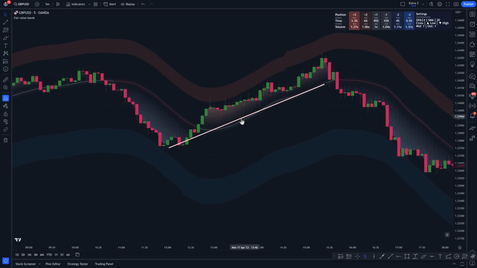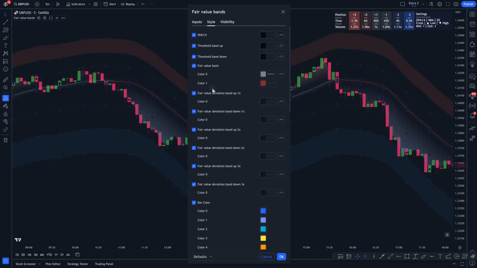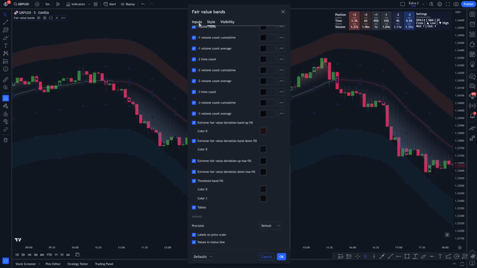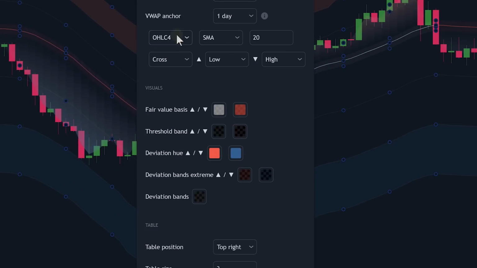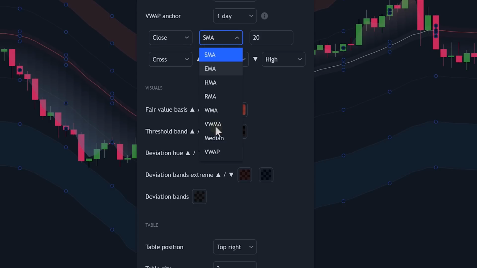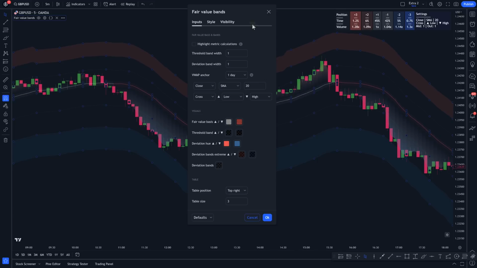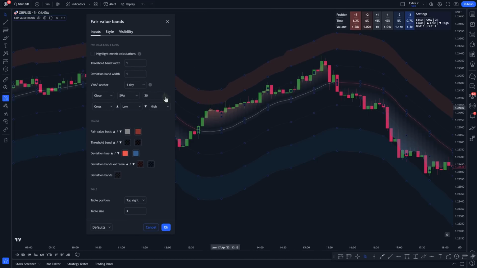Now, looking at the settings of this indicator, we can see that there are a ton of customizations. But the first one that we're gonna change is the data source. We're gonna be using the close price of a simple moving average. There are also other options including the VWAP, median, etc. And then to make the bands more sensitive to price, we're gonna reduce the length of the SMA to 5.